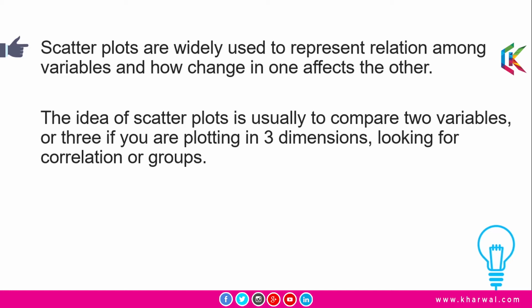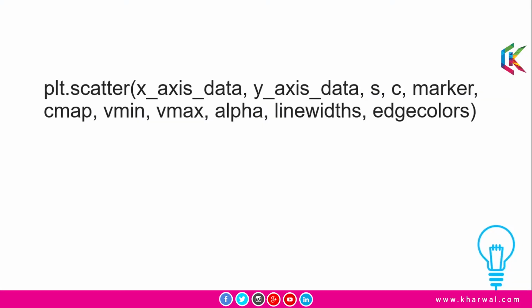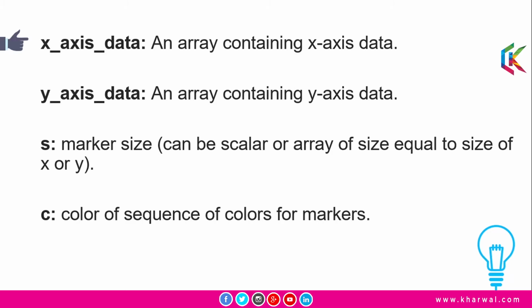Now let's discuss the syntax of this scatter plot. The scatter method in the matplotlib library is used to draw the scatter plot, and this method requires a few parameters: x-axis data, y-axis data, s, c, marker, cmap, vmin, vmax, alpha, linewidths, and edgecolor. Except x-axis data and y-axis data, all other parameters are optional and their default value is None. Now let's discuss these parameters one by one.